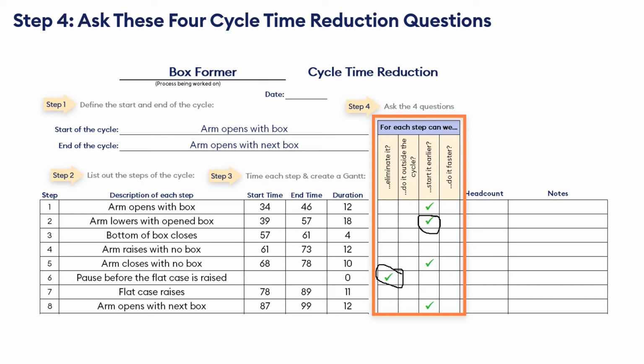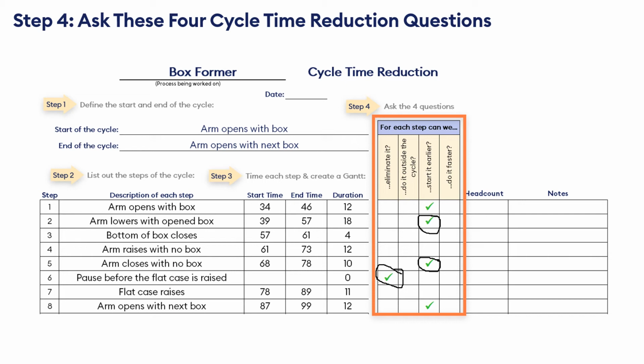Now the other side of the coin with that opportunity is this check mark here, which is where the team also realized that it was possible to advance the closing of the arm. It didn't need to wait until the raising of the arm was complete. It could begin closing partway through the step where the arm raises back up again.